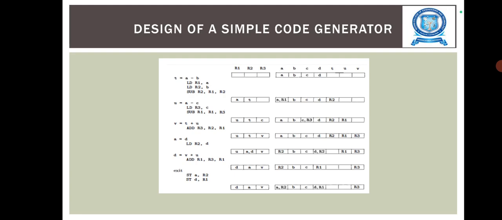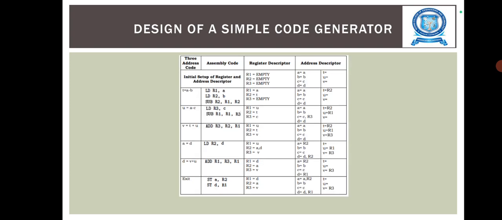Next we are going to see the copy instruction a = d. It requires a load of d since it is not in a register. Here the register R2 descriptor holds both a and d. Then the fifth instruction d = v + u uses two values that are in registers. Since u is a temporary whose value is no longer needed, we reuse its register R1 for the new value of d. Likewise, all the instructions are given for this assembly code with register descriptor and address descriptor.